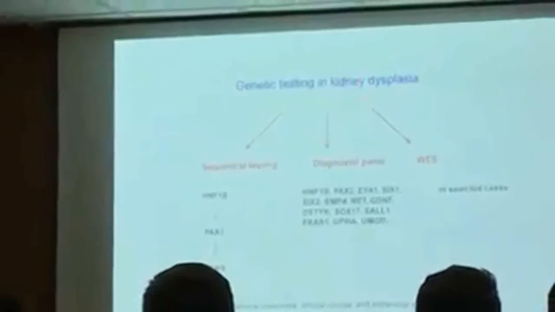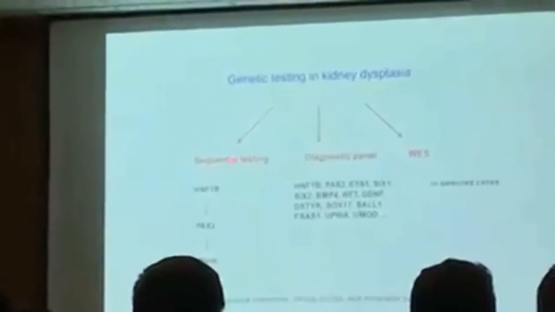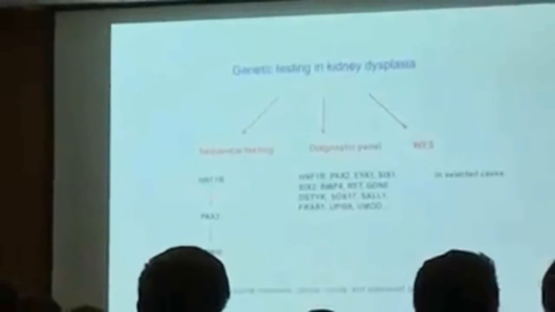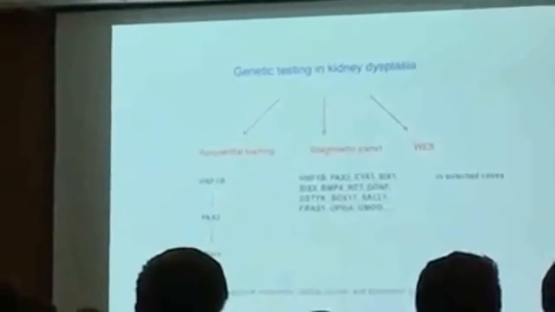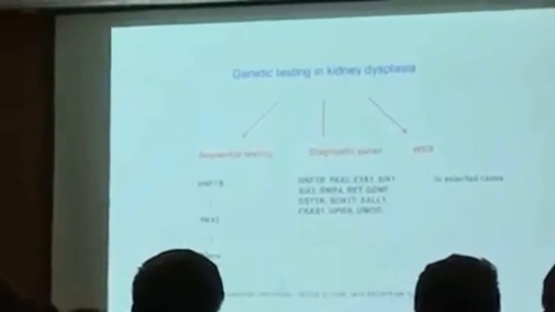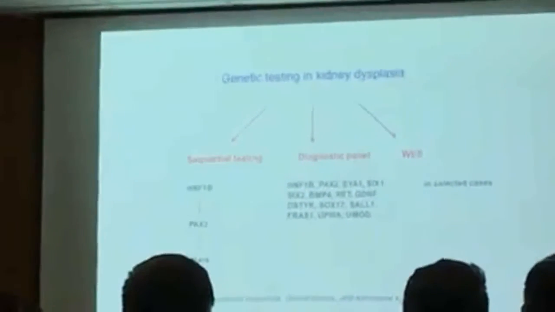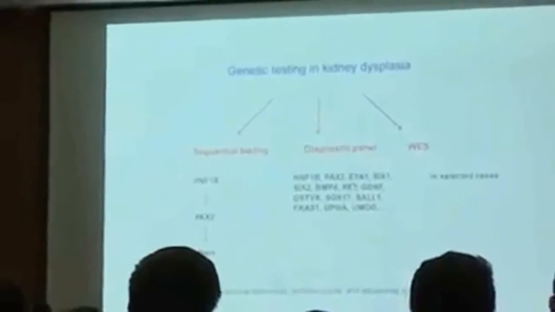Genetic testing in kidney dysplasia, we got some tools. The first one is sequencing. You got some hotspot. For example, you got HNF1 beta or PAX2 or the others. You got family history. Then you would like to know if that happened again. You can just sequencing the hotspot, targeting sequencing.